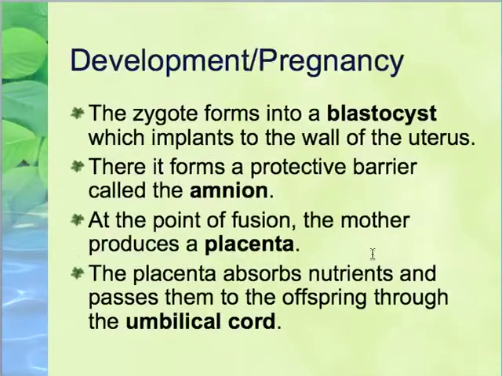But the offspring are unique because they only get half of the chromosomes from mom and half the chromosomes from dad. So when sperm and egg fuse, there's a brand new combination that doesn't exist anywhere else in the world, and that is that unique offspring. All right. Now, from there, the zygote will form a blastocyst as it implants to the uterine wall.